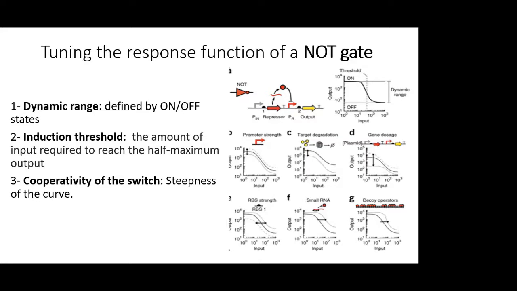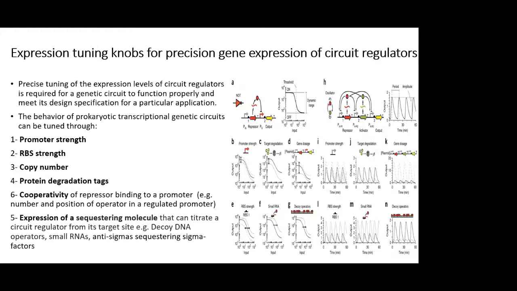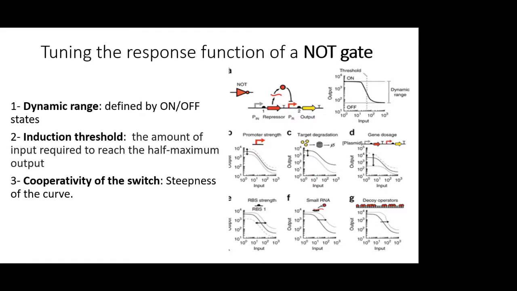You can change this threshold by using sequestering RNA molecules. These sequestering RNA molecules simply titrate away the circuit regulator from its target site. In this case, you are decreasing the concentration available of this regulator, and hence affecting the overall circuit behavior. Another way is to use decoy operators, which simply titrate away repressors from the circuit and affect the circuit behavior. So you can do such tuning using different expression tuning knobs.